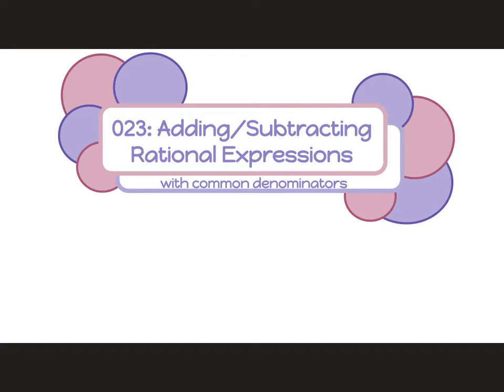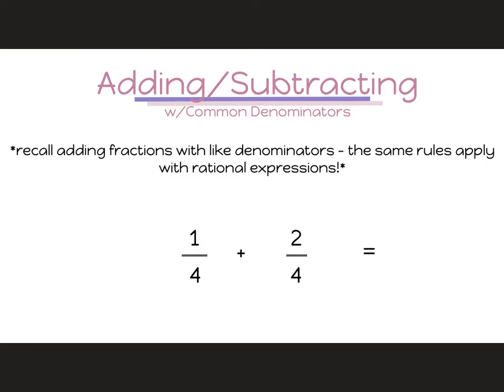This video covers adding and subtracting rational expressions with common denominators. Adding rational expressions is really similar to adding fractions that have common denominators. So we're going to keep the denominator the same, and then we're going to add the numerators. So 1 plus 2 would give me 3, keep the denominator fourths.